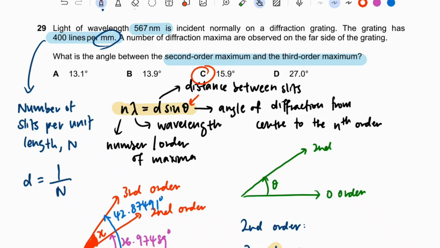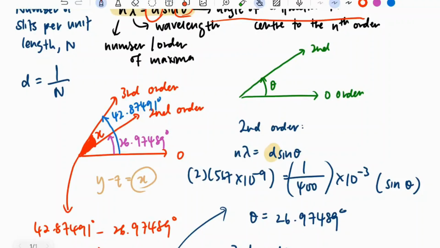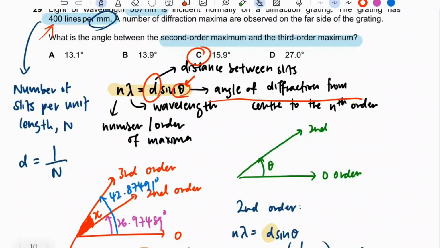So, what is the takeaway from this question? You should know what the theta is representing in the equation. What does the theta here represent in the equation for you to solve this? Then second one, be careful of your d when you're finding your d. Remember, this is number of slits per unit length. So to find your d, you need to take 1 divided by n. Then you find your third order angle and second order angle, minus them to get the angle between the second order maximum and the third order maximum. And there you go, you've gotten your answer.